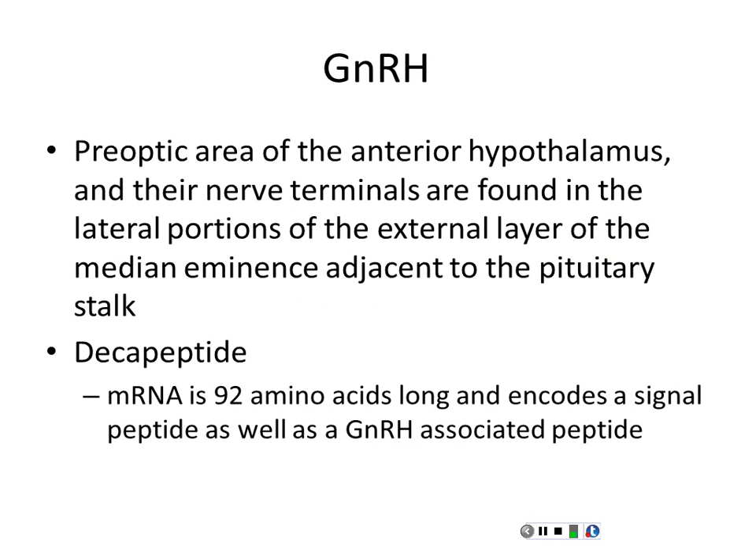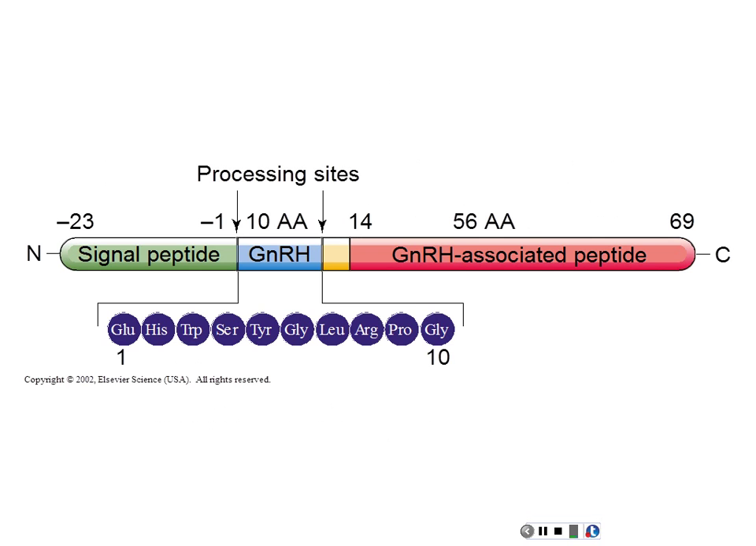It's a decapeptide, which means that it's a chain of 10 amino acids, and ultimately it's a messenger RNA that's 92 amino acids long, and then it ultimately gets spliced. So I'm sure you all wanted to know this. Here's your signal peptide. This little itty-bitty portion itself forms GnRH, and then you have this whole long GnRH associated peptide.